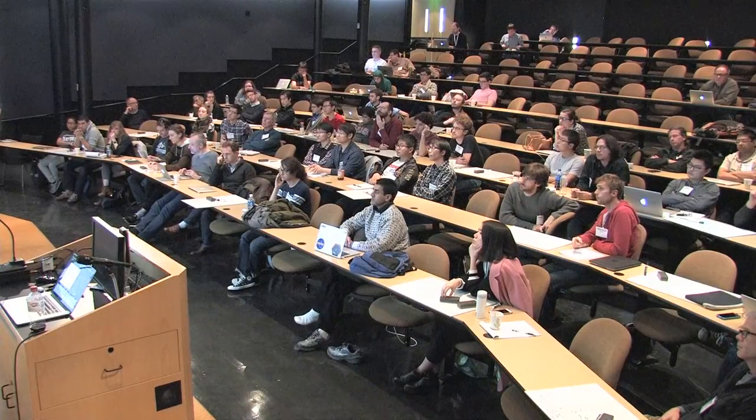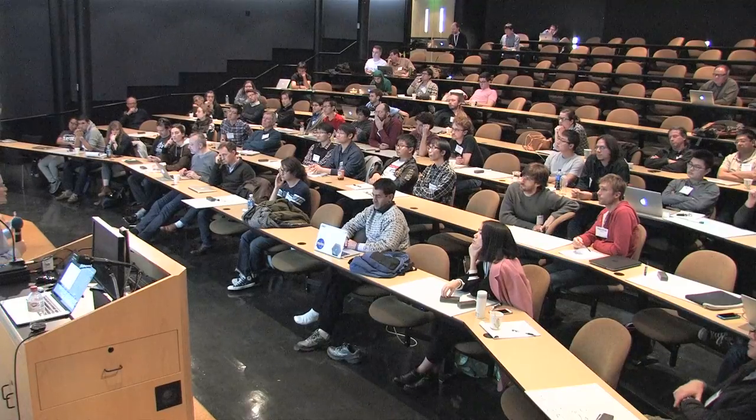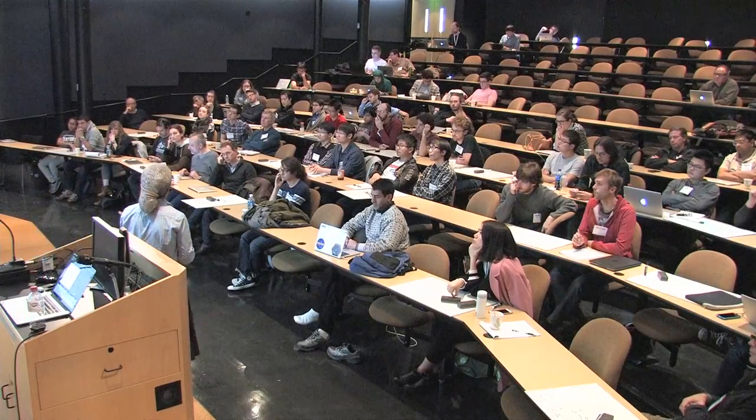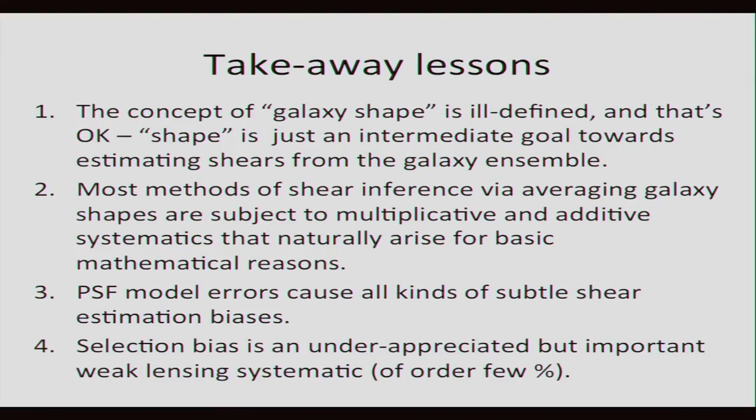Most methods of inferring the shear have some intrinsic limitations. I gave you the example of noise bias. That's a basic mathematical limitation of maximum likelihood fitting. Other methods have other intrinsic limitations that we have to account for. PSF model errors can cause all kinds of subtle shear estimation biases, and selection bias is really important. And I will stop there.